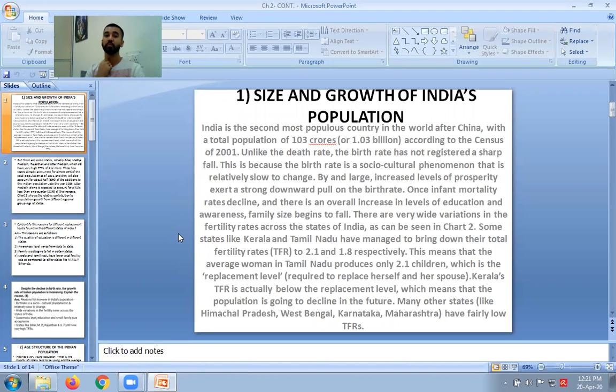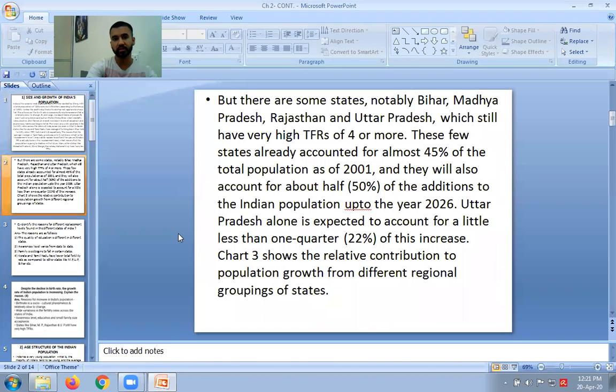So this is a problem that our birth rate is not coming down. There is a variation across the country in terms of birth rate. But there are some states, notably Bihar, Madhya Pradesh, Rajasthan, and Uttar Pradesh, which still have a high total fertility rate of four and more. People in these states are giving birth to four or more children. So it's not an ideal or good situation as far as population growth is concerned.